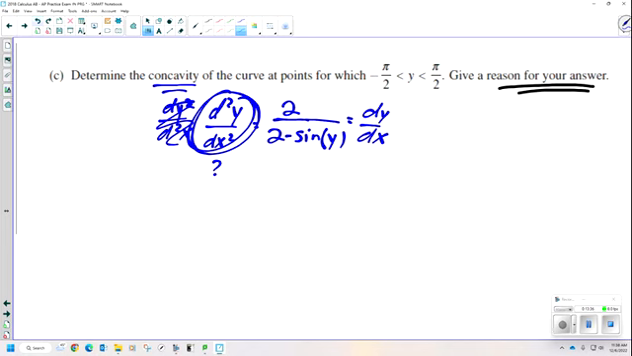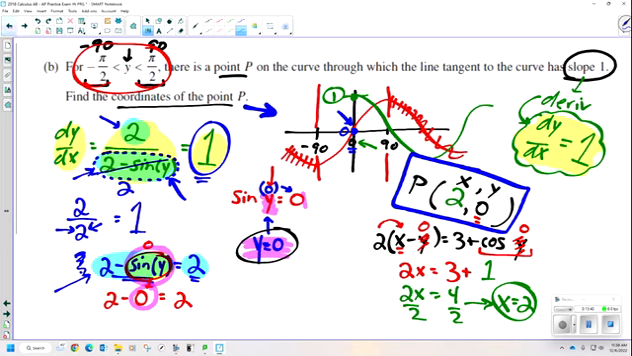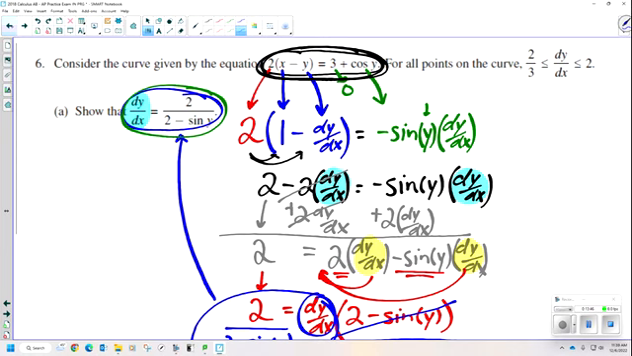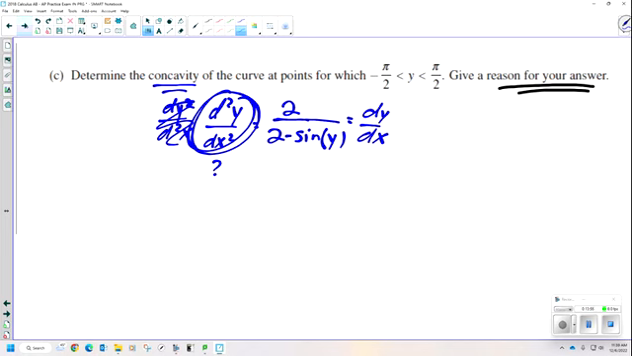What's great about 6c is that we need to use the first derivative. For 6b, we needed to use the first derivative too. That's why 6a gives it to you and says prove it. So you should still be able to do 6b and 6c, even if you messed up this algebra. I love that they did that.